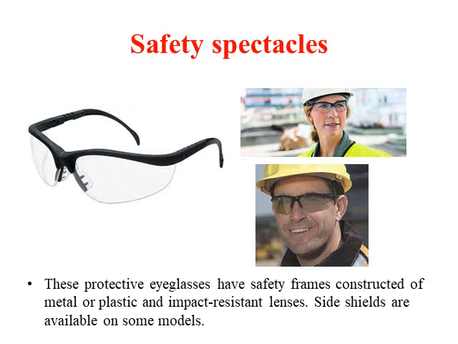Next we'll see what are the different types of personal protective equipment that are used to cover the face and the eye. First, we have the safety spectacles. As seen in the figure, these protective eyeglasses have safety frames and are constructed of metal or plastic. And also, these frames have impact resistant lenses. Sometimes side shields are also available on some models.